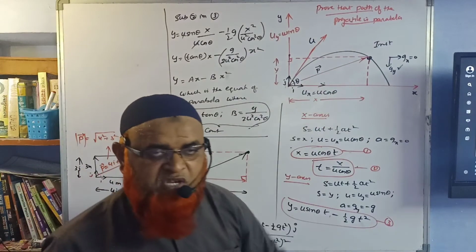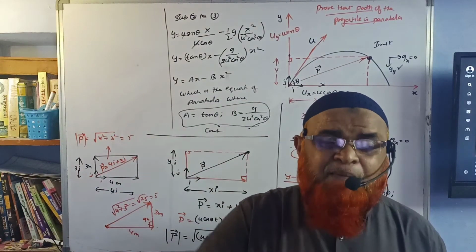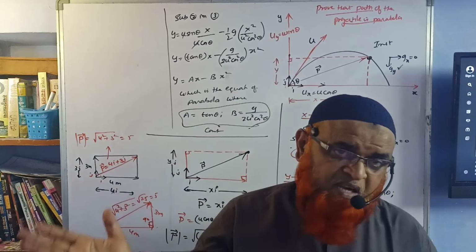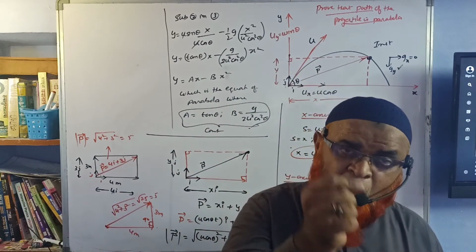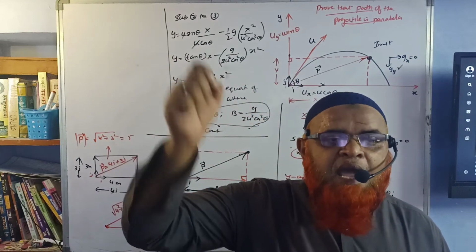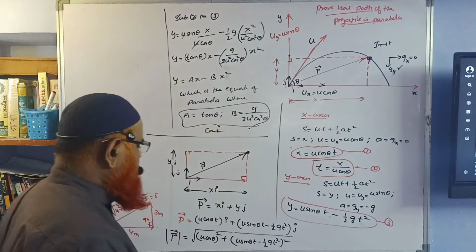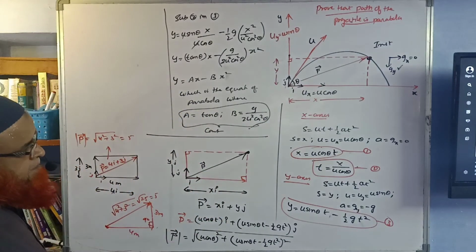What is the meaning of this position vector? I think you understood now. The position of the bomb from the origin is called a position vector. I think you understood this one. Okay, so this is the concept here.